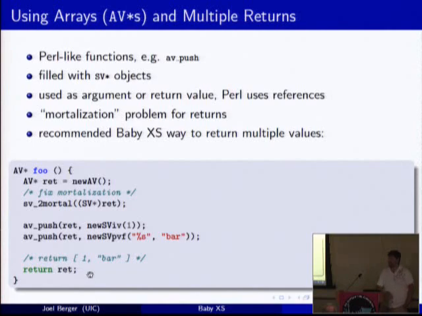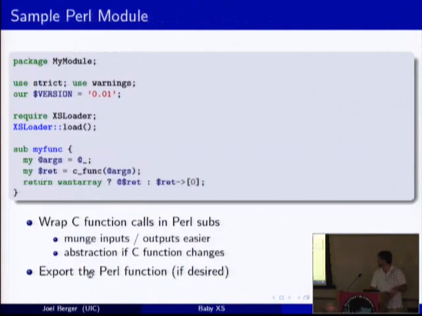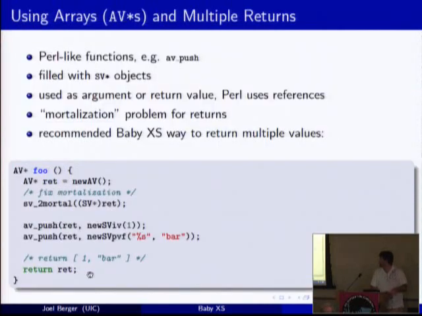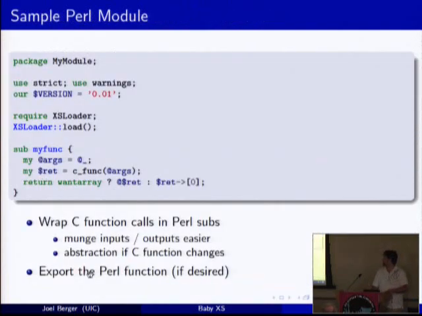But then I return that, and Perl will take care of casting that for me and doing those things. And that's really all you need. But you wanted to return multiple values. You didn't really want to return an array reference, unless you did, but maybe you didn't. And this is why I tell you to wrap all your C functions in Perl functions, for now.